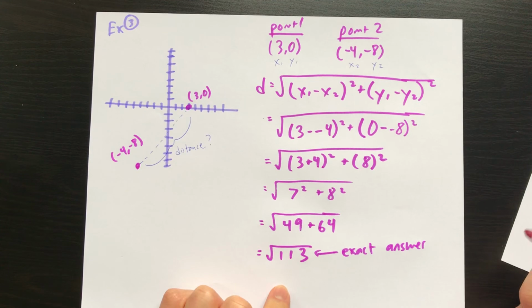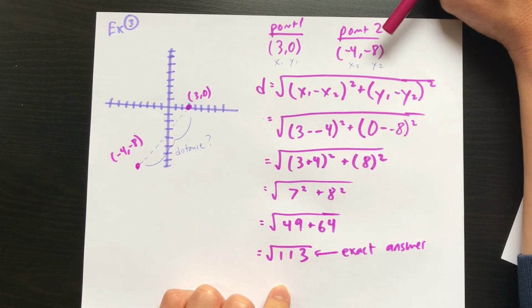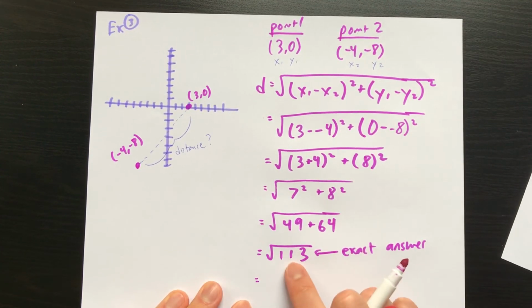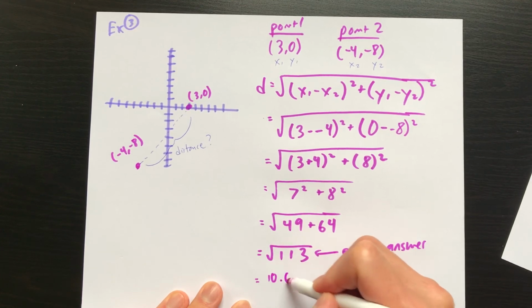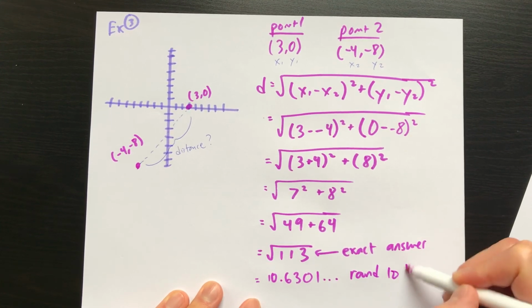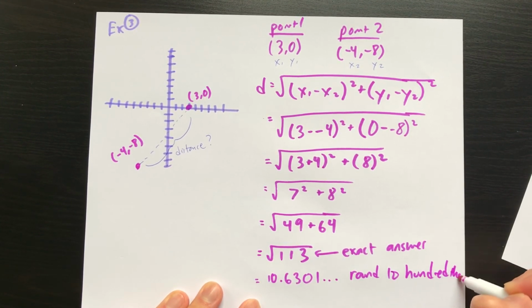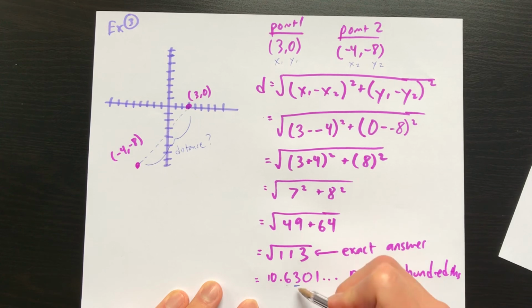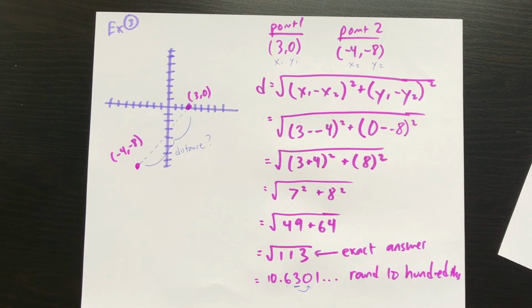And then what if we don't want an exact answer? Say we want it in decimal form. So if we plug this into our calculator, we get something like 10.6301 and so on. What if I told you to round to the hundredths, right? We worked on this earlier this year. Hundredths would be this right here. This is the tenths, this is the hundredths. So remember, we look at the number behind it. And you remember our little song? 5 or more raise the score, 4 or less, you just let it rest. Okay? So our answer came out to 10.63. And that would be our decimal answer.